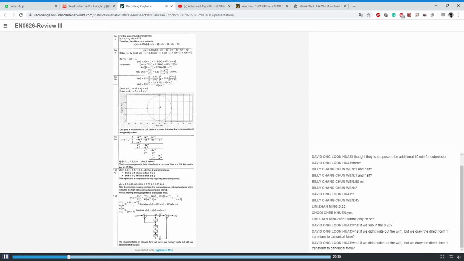Then you can do so, because the question never says you need to come out with different equations, but you need to state the assumption that you make when you are doing such a graphical way of changing the direct form to canonic form. So there is an assumption behind that. Please take note of that.